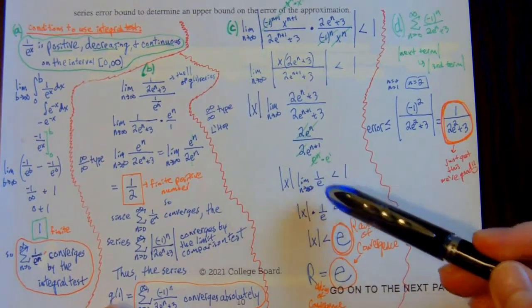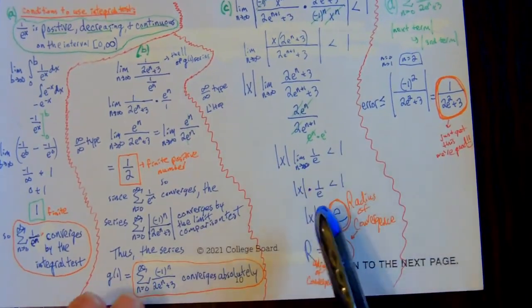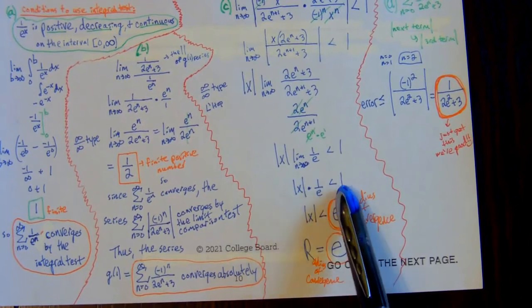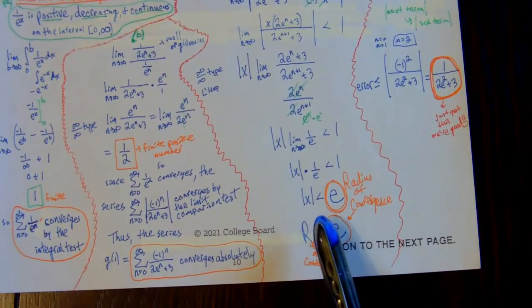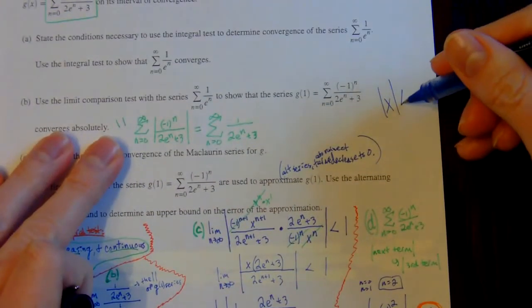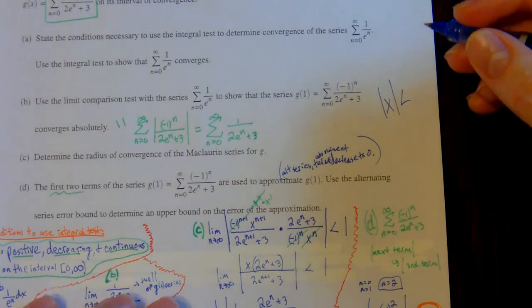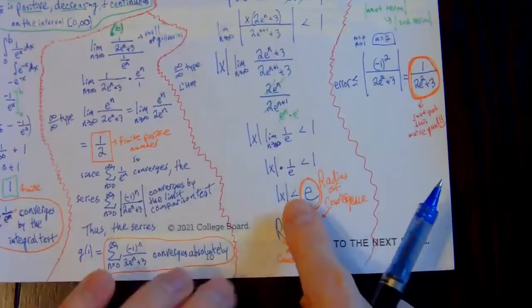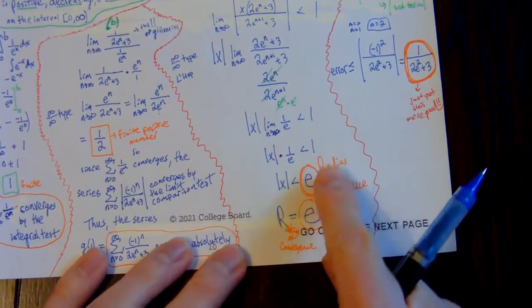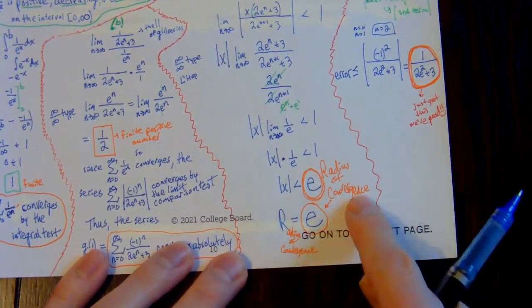So the limit of a constant is just that constant. And so you have the absolute value of x times this is less than 1. And then all you got to do is multiply both sides by the e. So when it's in that format, like the absolute value of x is less than that radius of convergence right there, that's going to be the radius of convergence. So that's what I'm trying to match. So I just multiply by the e, boom, that's my radius of convergence.